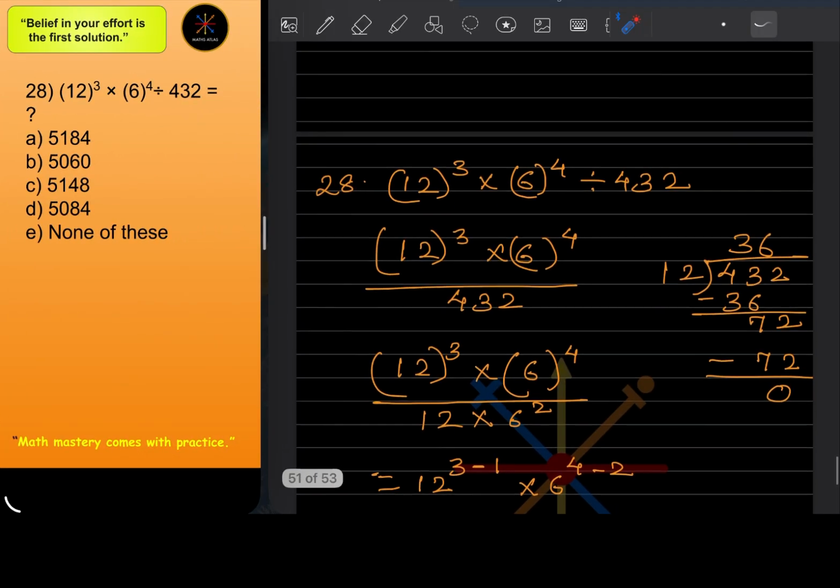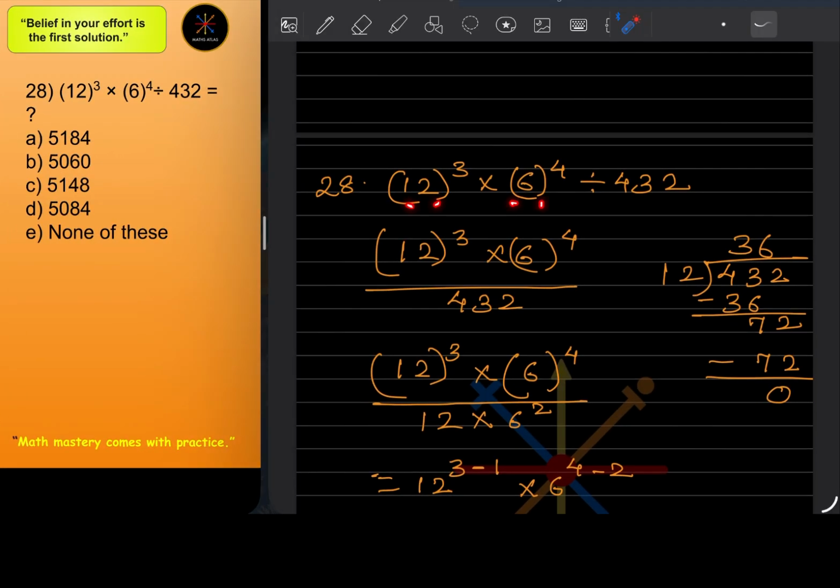So the next one: 12 raised to 3 into 6 raised to 4 divided by 432. So you are not going to use the calculator. So how are we going to solve this problem? This we will keep as it is. So 432 we are going to divide by 12. Why are we going to divide by 12? Because here we have 12 and here 6. So we'll bring in this term.